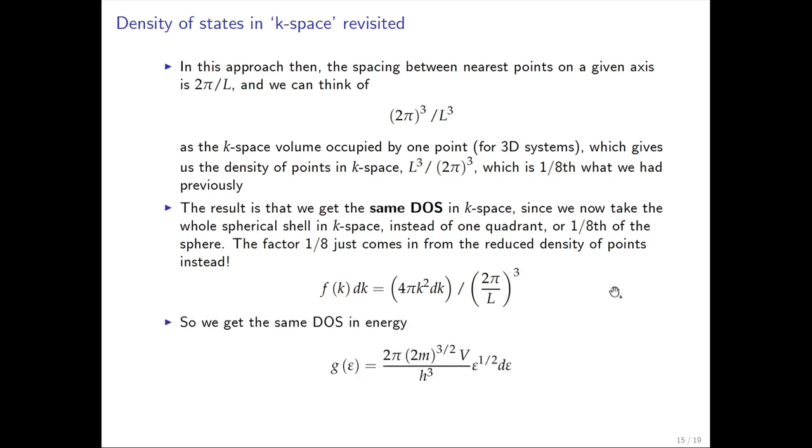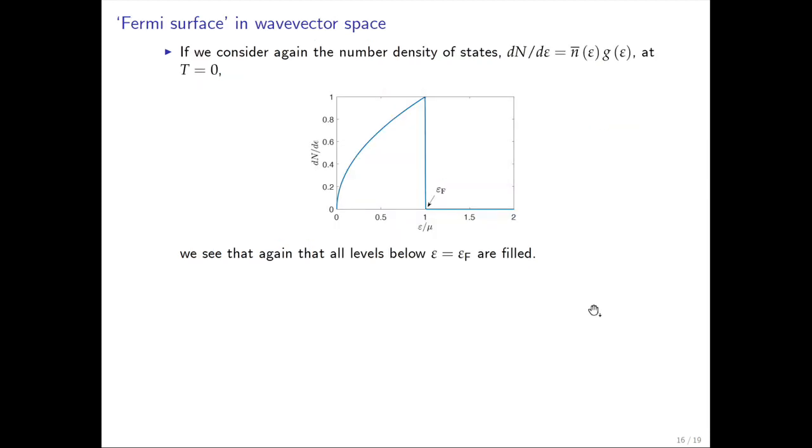And so that means you get exactly the same density of states and energy. The only thing is it just allows you to picture some things a little bit differently. So if we think about t equals 0 and this density of states, it gets chopped off. That is, we fill our fermions up to some level, the Fermi energy, and so everything below it is filled.